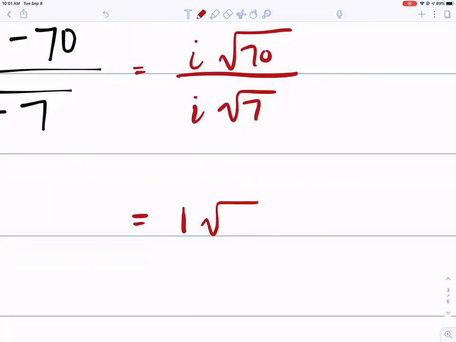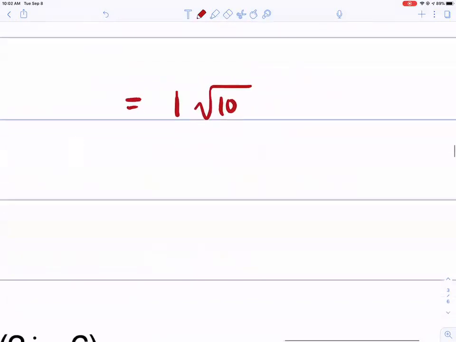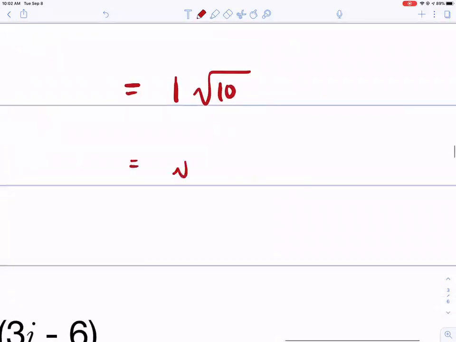When you divide those insides, what do you get? 10. Oh, well, 10 doesn't break down any further because there's no perfect squares inside of 10. 2 times 5. So 1 times the square root of 10, I don't need that 1. Plus 0i if you're going to make it into standard form.